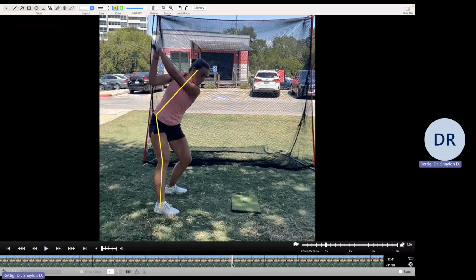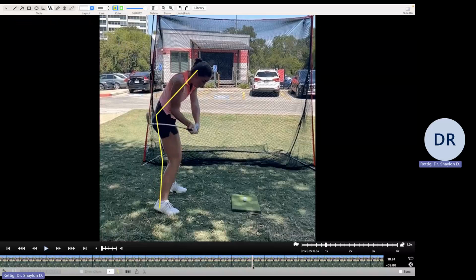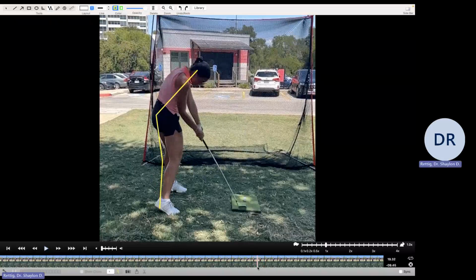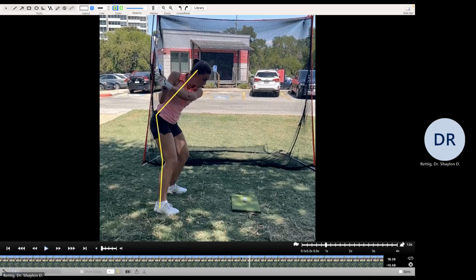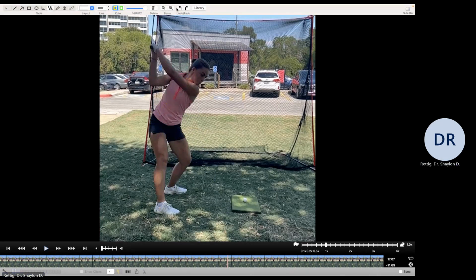Some people will dip a little bit, which is perfectly fine. They get a little bit more knee flexion on the way back. All right, so good job. No evidence of loss of posture there. You have a nice angled shoulder plane. So we're good there.